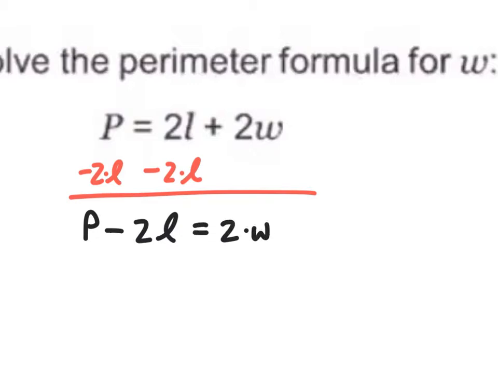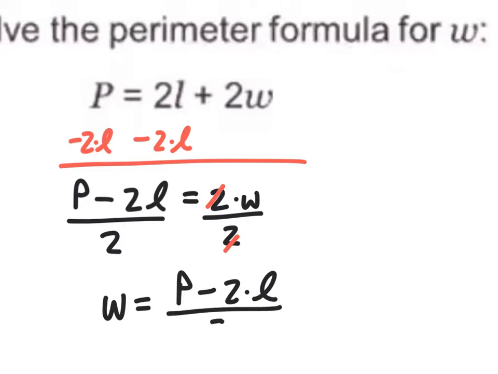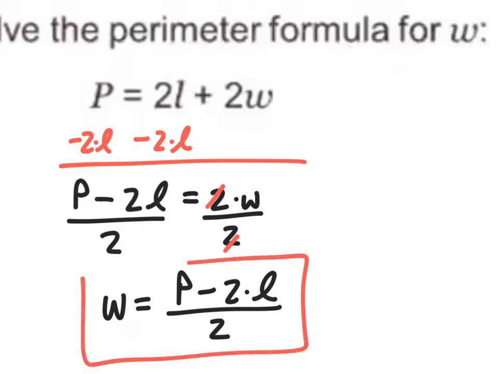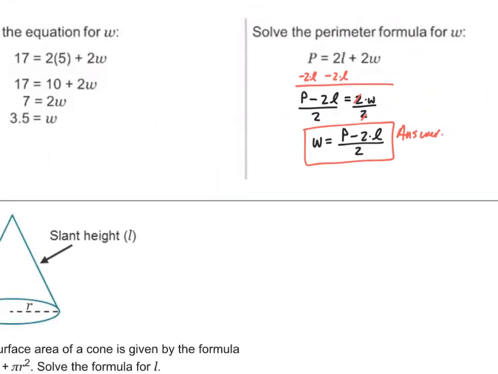Now, in order to solve for w, I'm just going to divide both sides by 2. The 2's divide out here, so I get that w is equal to p minus 2 times the length, divided by 2. So if I was given the perimeter and the length, I could solve for w. And that's all I'm doing. I'm just solving this equation, and this is my answer. Again, like I said, these are equations that have more than one variable.